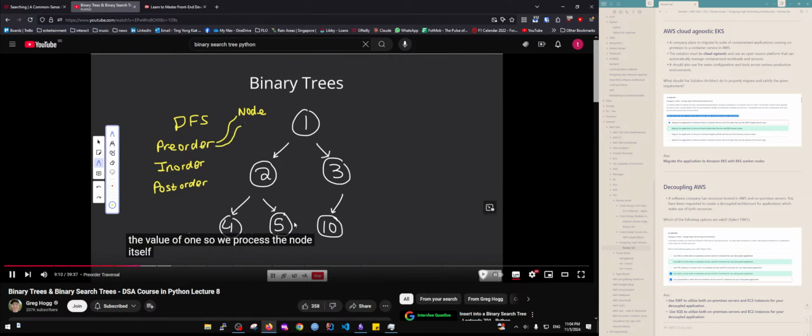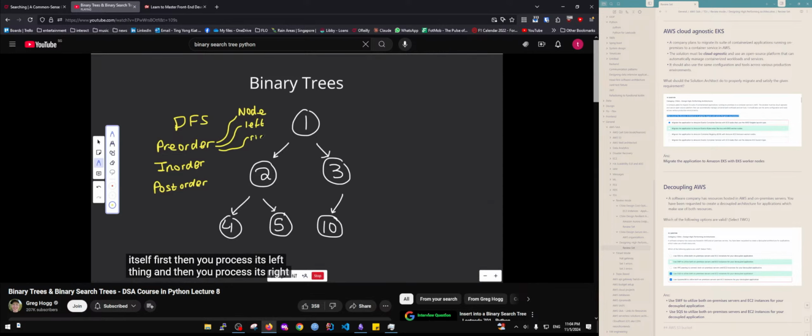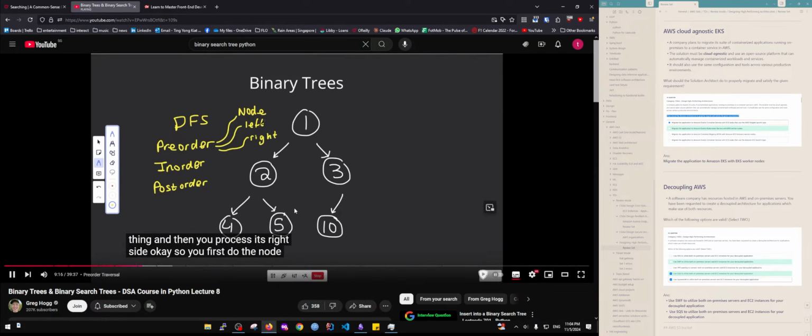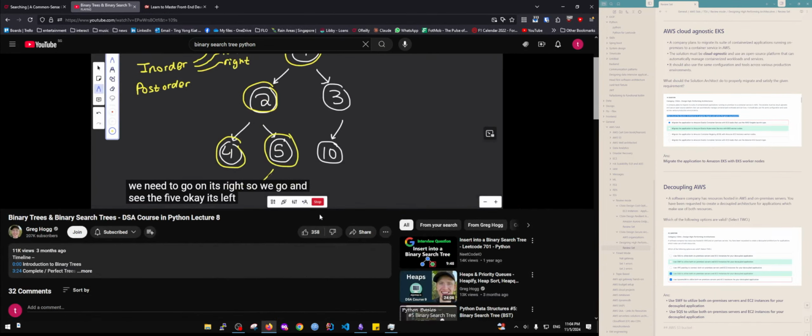Process the node itself first, then you process its left thing, and then you process its right side. Okay, so you first do the node, then the left, then the right. We actually just did a pre-order traversal. So we'd visit the root and we immediately process. Let's see the 5. Okay, its left has nothing, and then we process itself, which is going to be 5. Its right has nothing. We come back up.